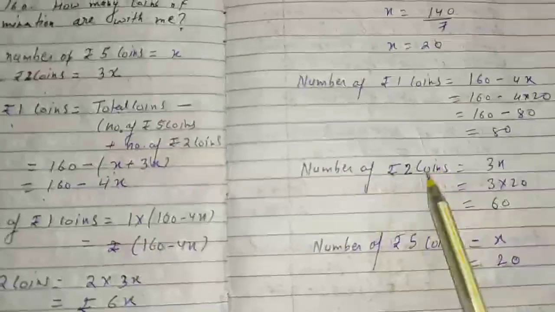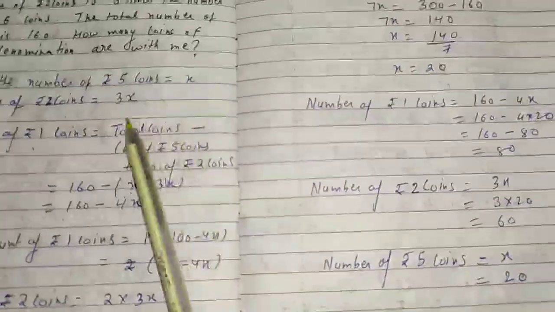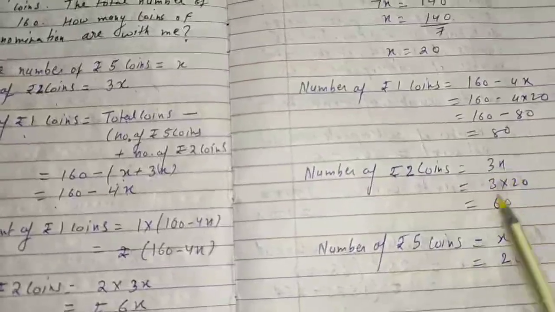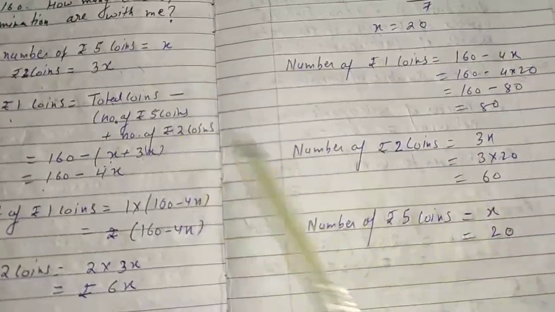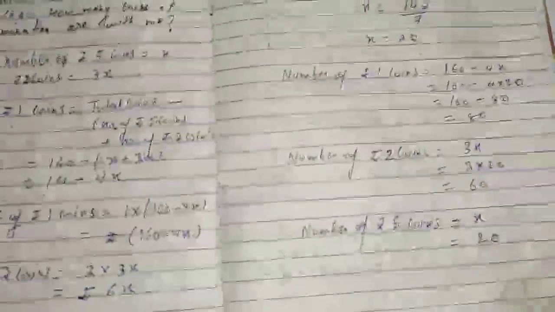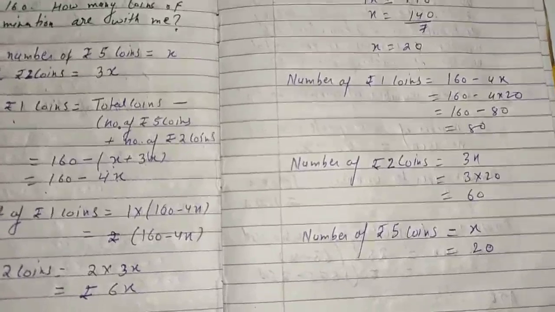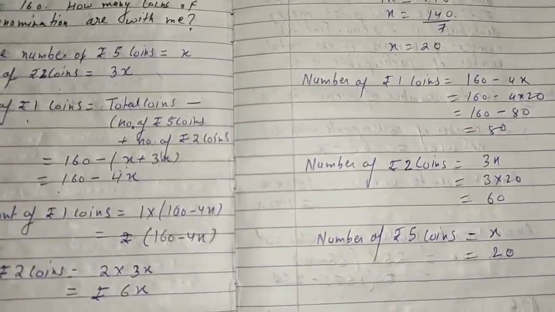Then next is the number of 2 rupees coins. The number of 2 rupees coins is what? 3x. It is assumed here. Clear? That is your 3x. So that means 3 into 20, 60. And the number of 5 rupees coins is what? x. So that means x as it is, 20. Clear? So here we end this question also, question number 15. Now we'll do the last question of this exercise. That is question number 16.